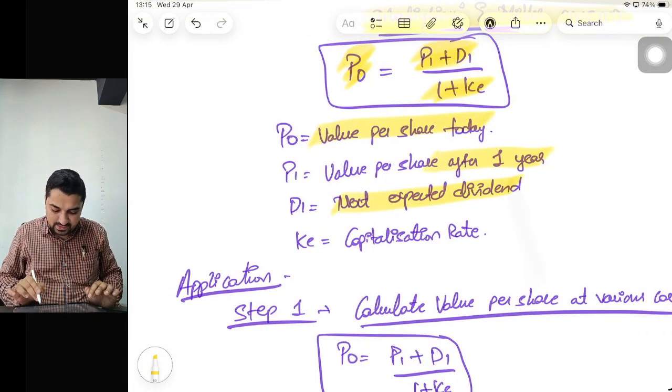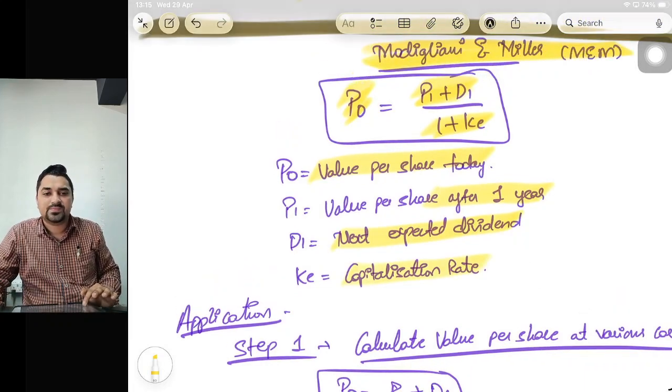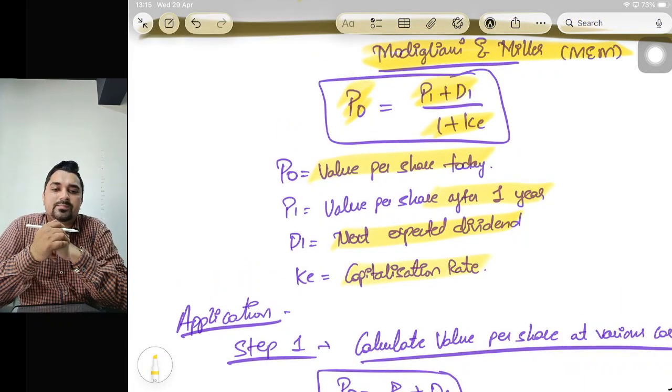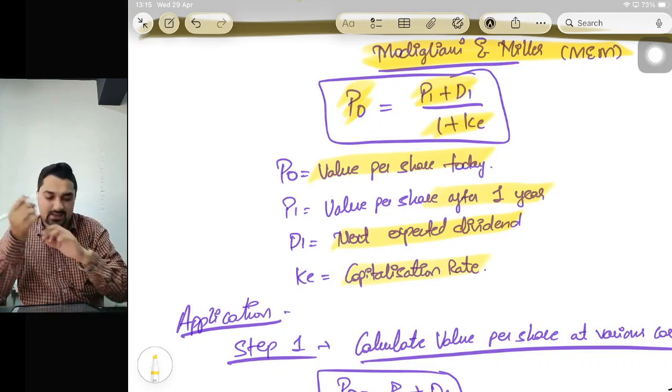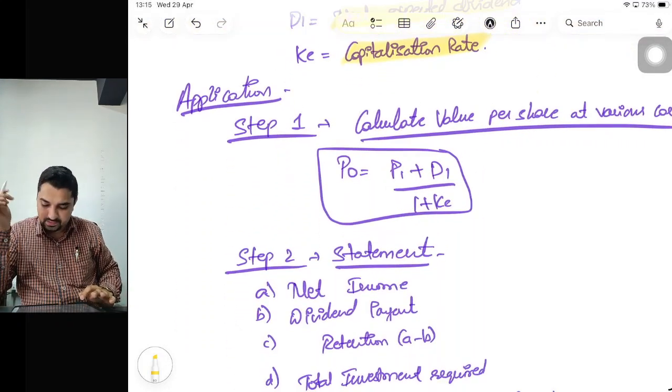D1 is the next expected dividend. K is the capitalization rate. What is the formula? P0 equal to P1 plus D1 divided by 1 plus K. What is the application? How do you solve an exam problem?